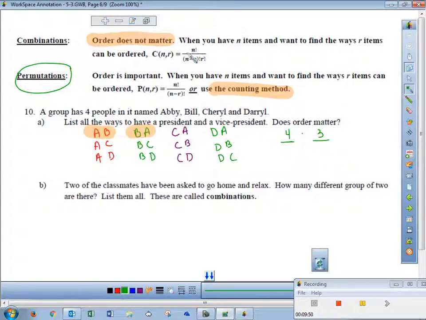It's n factorial over n minus r factorial times r factorial. Man, that looks complicated. It is so not complicated. N is the number of items you want, and R is the way they can be ordered, right?